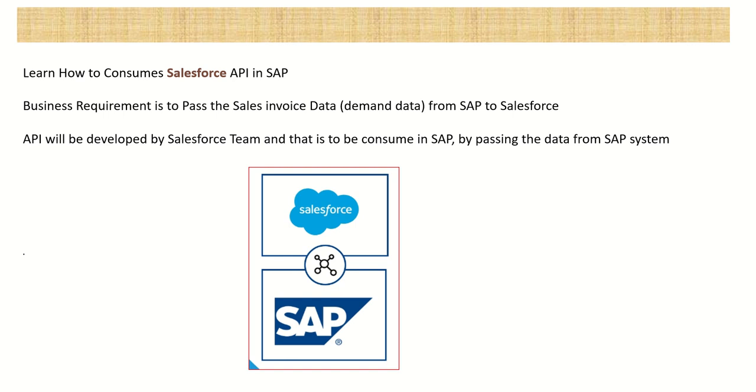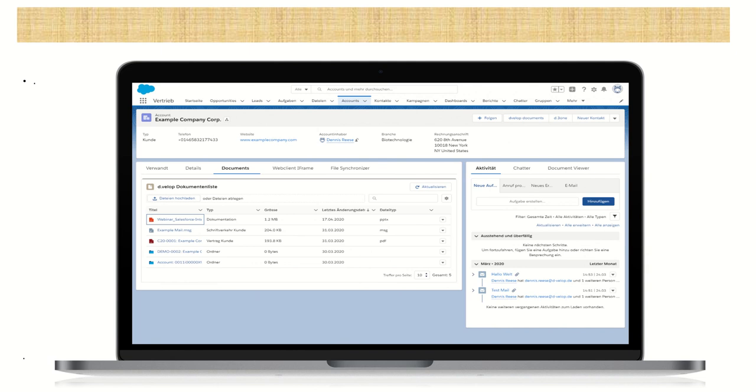From SAP, we'll use a POST call. And once they receive the data in Salesforce, they will display the data in their web page. Here I don't have access to Salesforce, so I will explain all the SAP part: how to consume the authorization API and the POST API, and how to perform the POST operation.